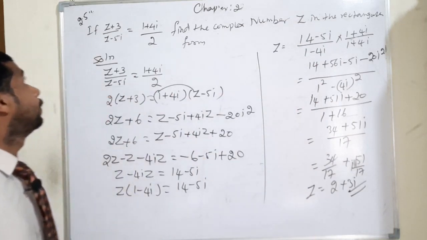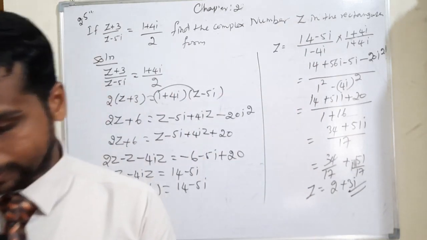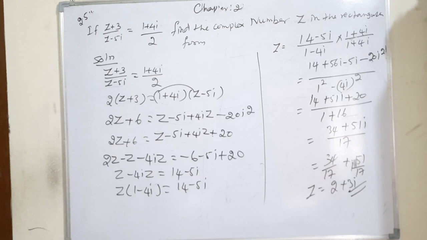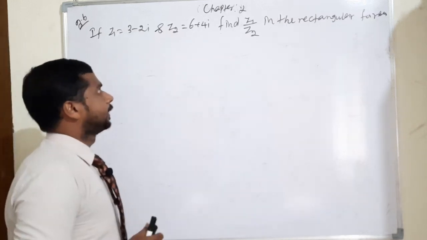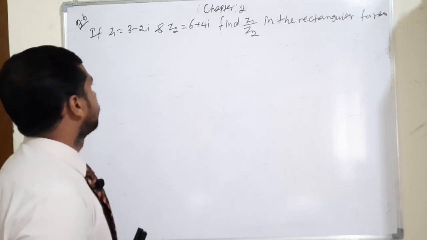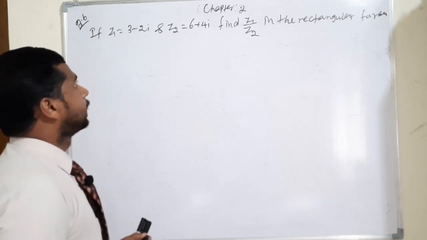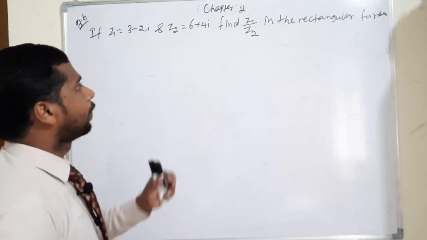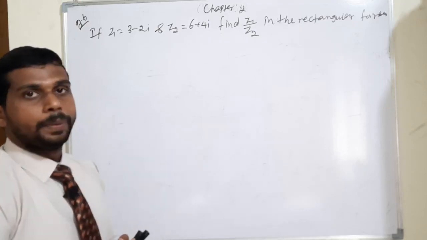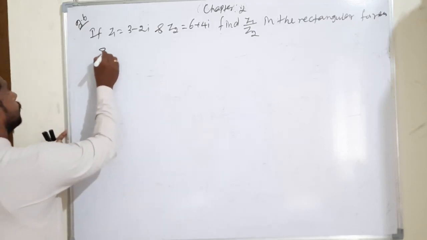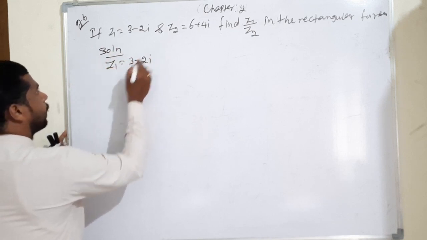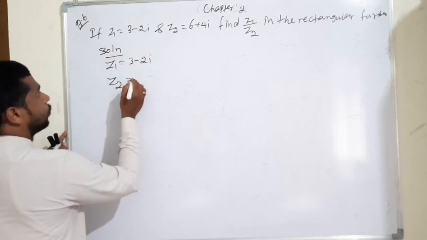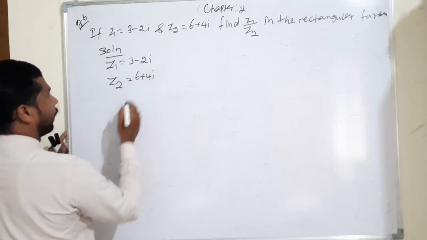Okay, I will continue with example 2.6. What is the question? If z1 is equal to 3 minus 2i and z2 is equal to 6 plus 4i, what do we have to find out? Find z1 by z2. So, solution: z1 is equal to 3 minus 2i, z2 is equal to 6 plus 4i.